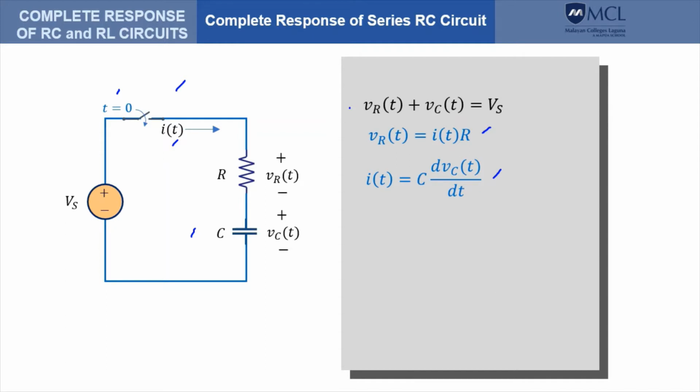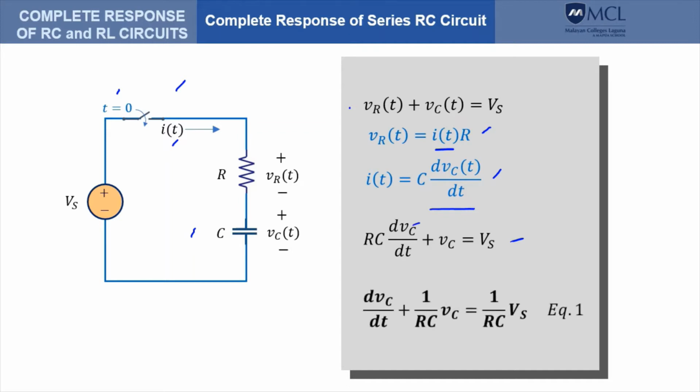We now replace the voltage across the resistance in terms of this. So what we get is this one. Okay, so it's a differential equation in the variable v sub c. We can rearrange that differential equation and we will get this format. So this is a first order differential equation, and to solve for v sub c, we need to solve this differential equation.